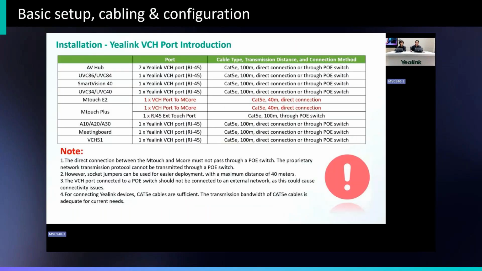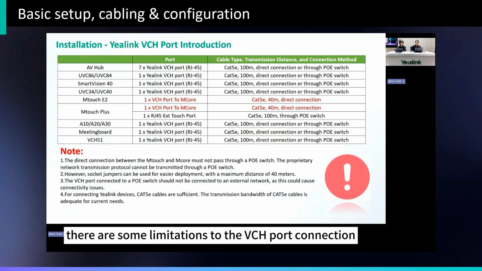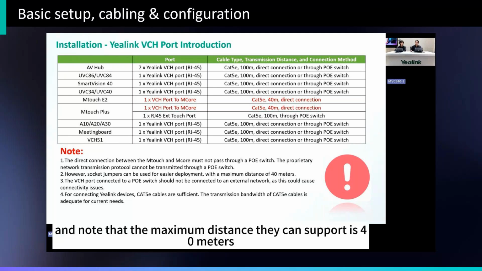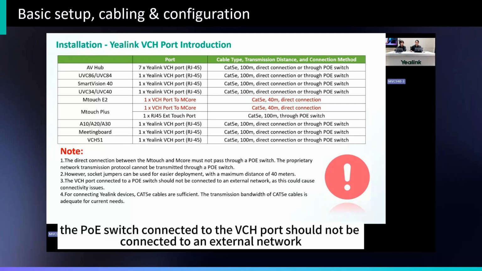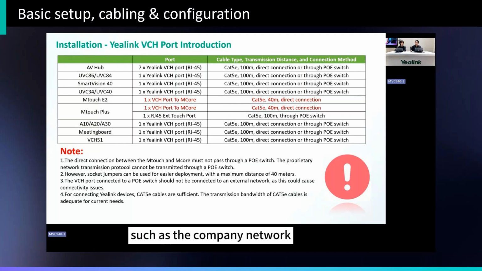However, there are some limitations to the VCH port connection. For example, M-Touch cannot be powered by PoE switch. It can only be used with direct connection to M-Core. And note that the maximum distance they can support is 40 meters. In addition, the PoE switch connected to the VCH port should not be connected to an external network, such as the company network, which may cause some connectivity problems.